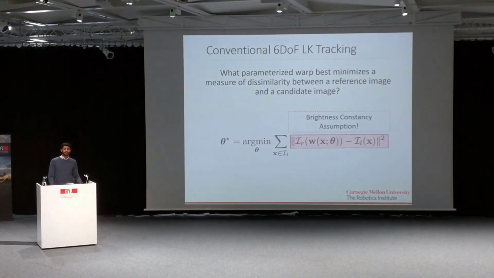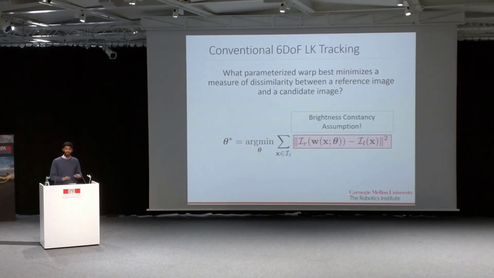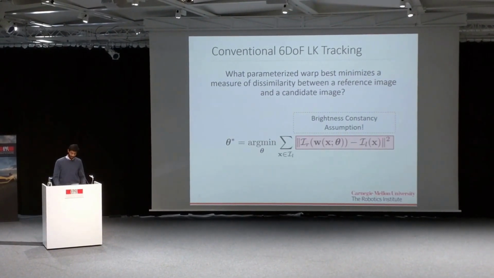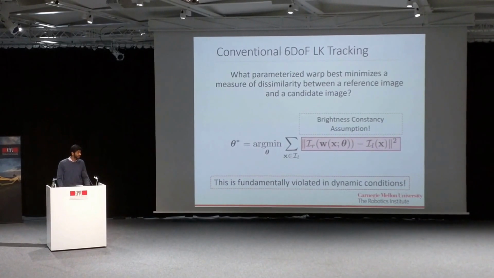This here is the brightness constancy assumption that we make, which pretty much says that over small warps, we expect that the intensity of the pixels would remain the same. However, this is the exact fundamental assumption that's often violated in these dynamic lighting changes.